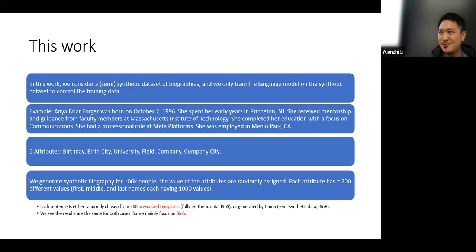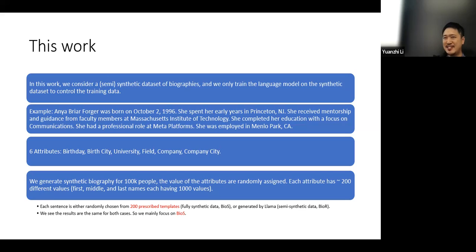So there are 6 attributes. There's birthday, birth city, university, field, and company city. So company and company city are actually related to each other. In particular, company city is a function of the company. Okay. And we generate synthetic biography data for 100K people.